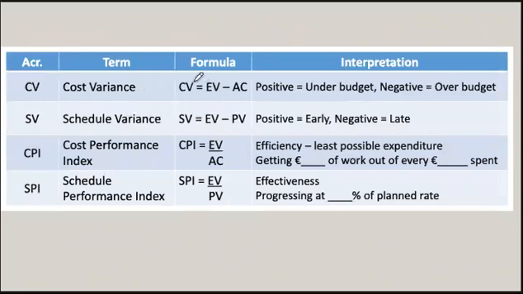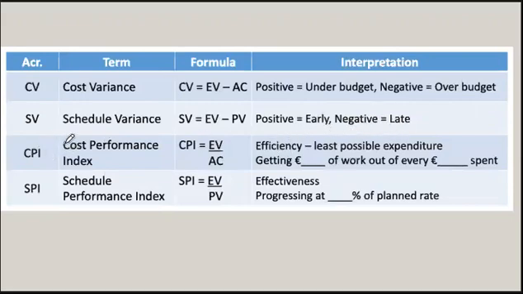Cost variance is the earned value less actual cost. Now, if actual cost is the same as earned value, then we have no variance. We're exactly on plan. If we have positive cost variance, then we're under budget. We're spending less than we were expecting. If the variance is negative, we're over budget. We're spending more. Schedule variance is earned value minus the planned value. So if we are ahead of schedule, the variance will be positive. If we are behind schedule, variance will be negative.